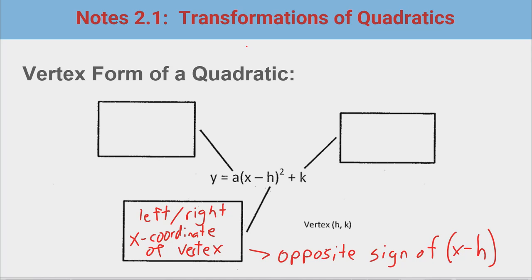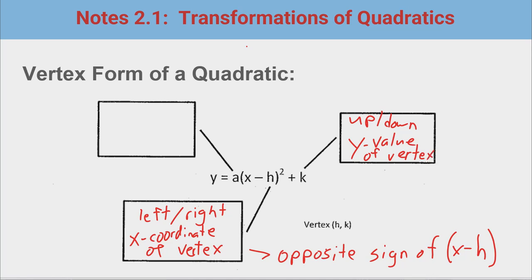Okay, this k value controls the up-down shift or translation, and it is the y value of the vertex. It is not opposite, though. The only time we're dealing with opposites are things that are in parentheses.